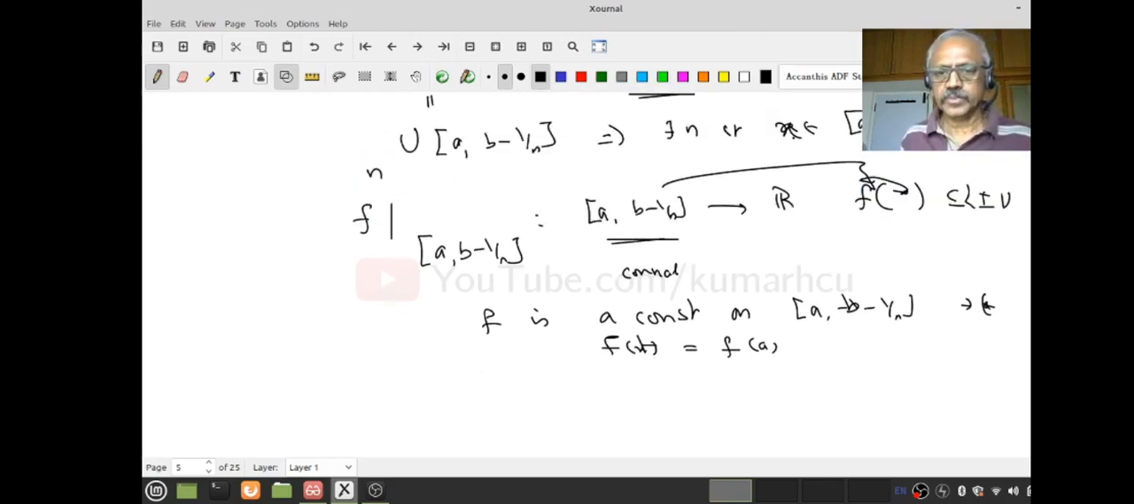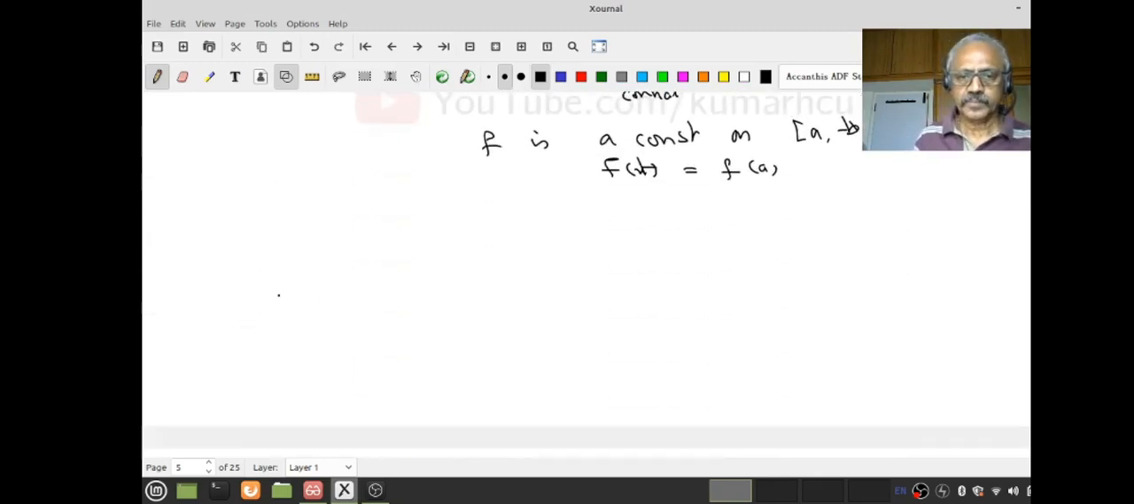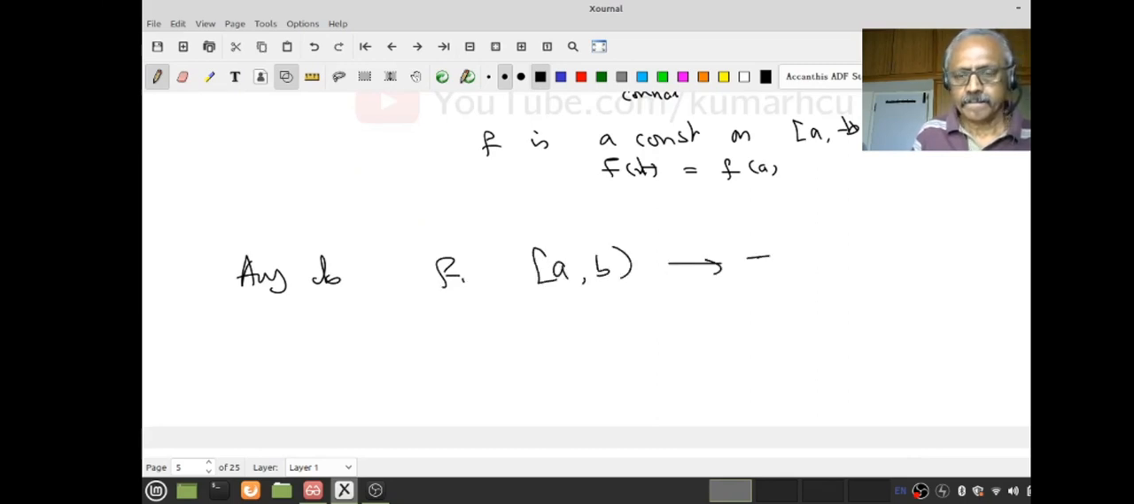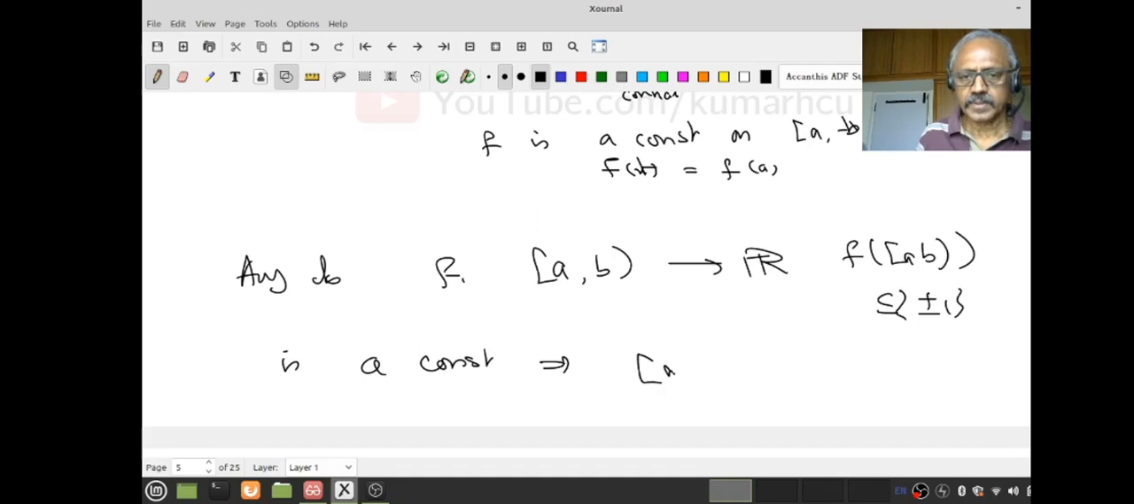So what do you think I have proved? I have proved that any continuous function from [A, B) to plus or minus 1 is a constant. This implies [A, B) is connected.